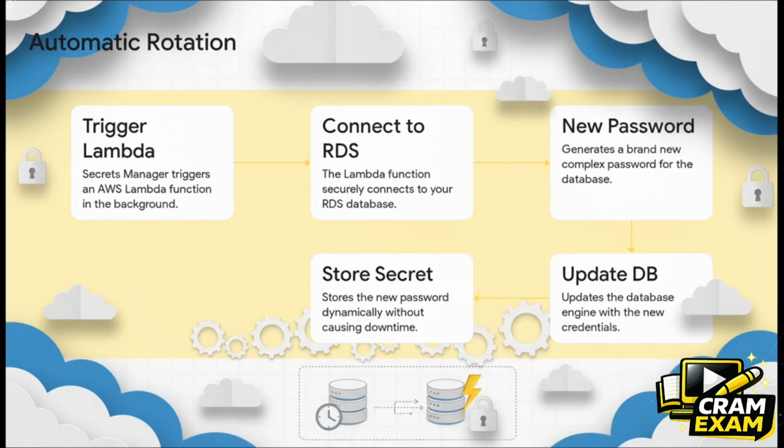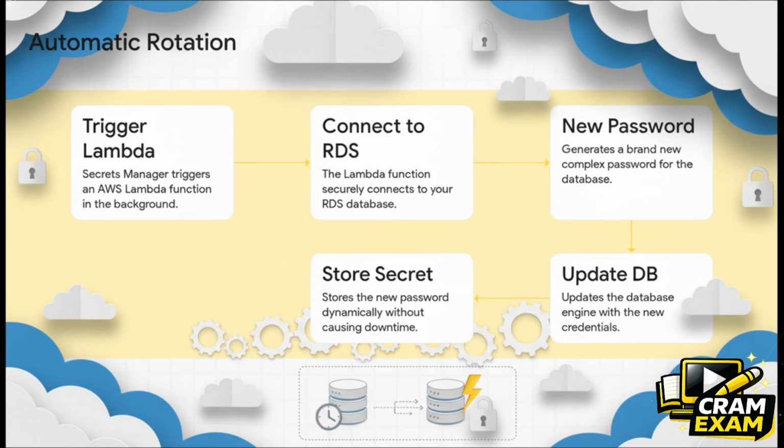Now imagine this. Your company's security policy dictates that production database passwords absolutely must be changed every 30 days. If you use Parameter Store, you have to manually generate a new password, update the database engine, update the Parameter Store record, and pretty much pray you didn't cause any downtime.